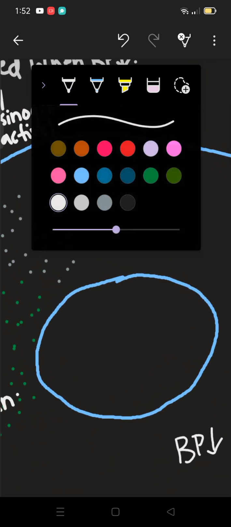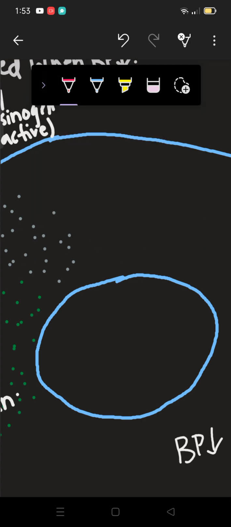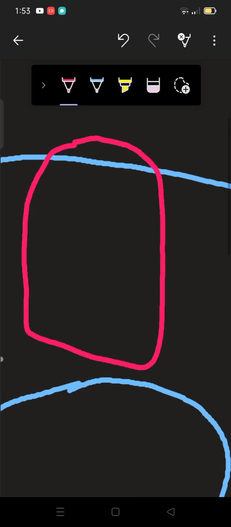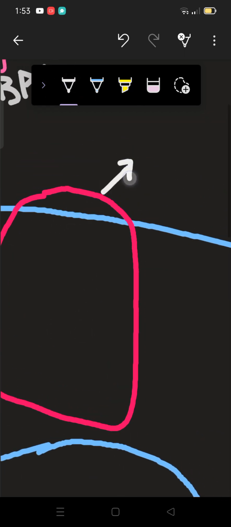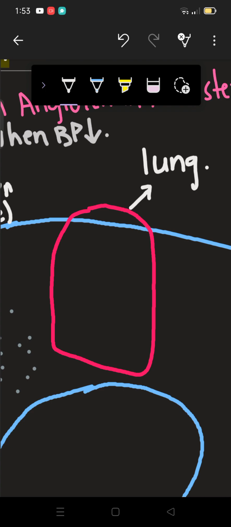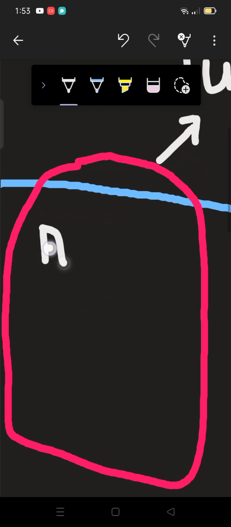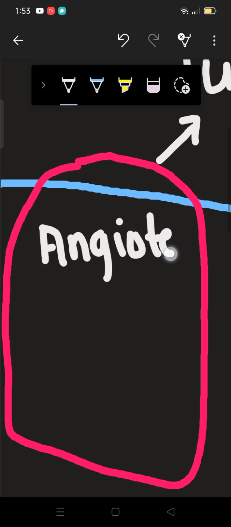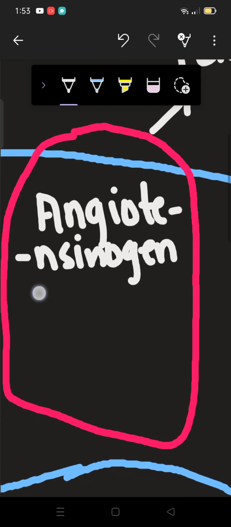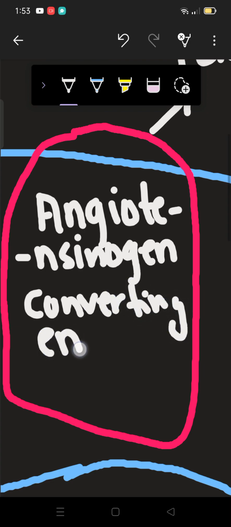Then it will go to the lungs, not the liver but the lungs. So I'm making the lungs here now. This is the lung. Now it has an enzyme, which is the angiotensin converting enzyme. Alright, I should write this as well. Angiotensin converting enzyme.